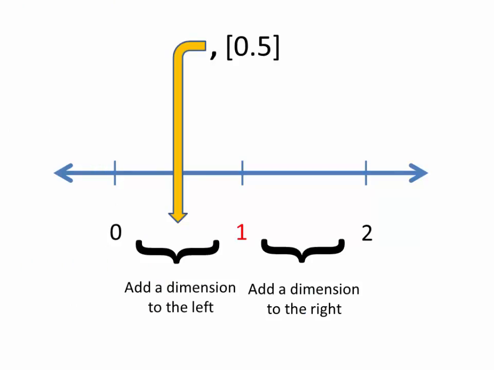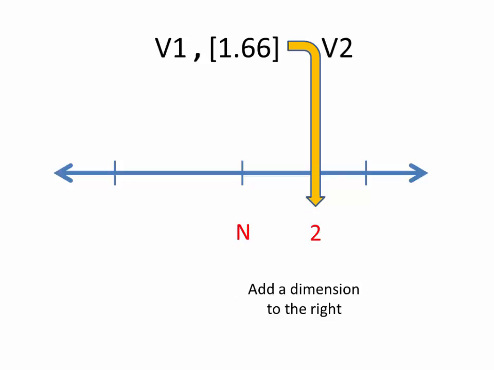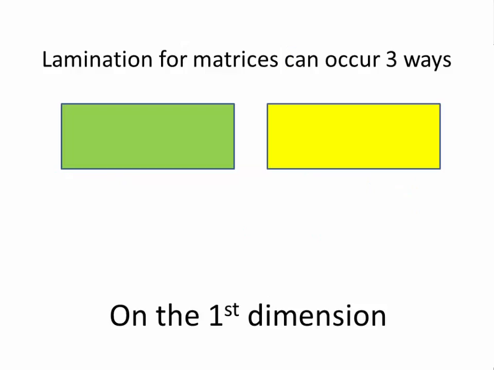So if we use a number between 0 and 1, we add a dimension to the left. And if we use a number between 1 and 2, we add a dimension to the right. Lamination works for higher rank arrays too. For matrices, it can occur three ways.